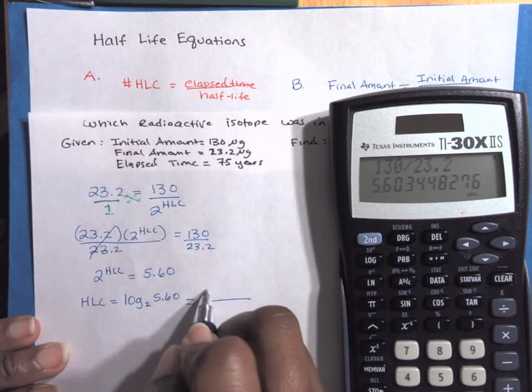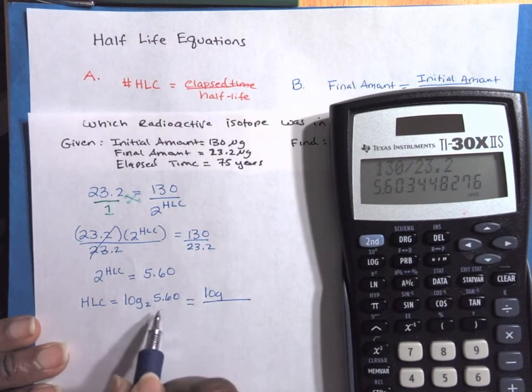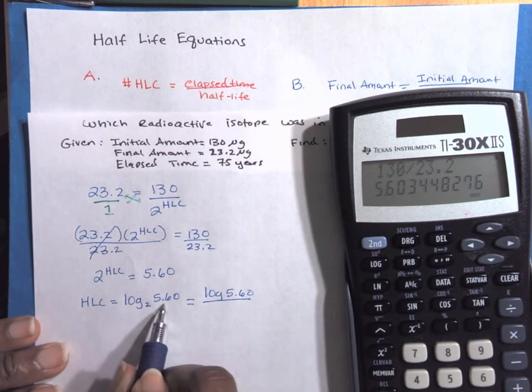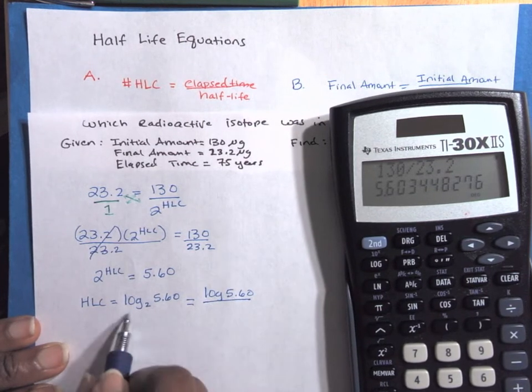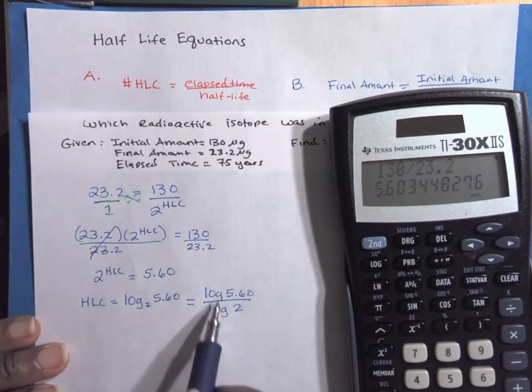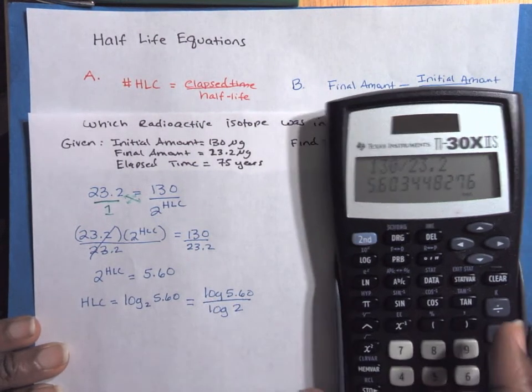So with this property, you take the log of what's called the argument, the 5.60. So the big number, you can call it the big number, log of the big number, and divide it by log of the smaller number. And these two logs here are log base 10. So I just plug that into my calculator.